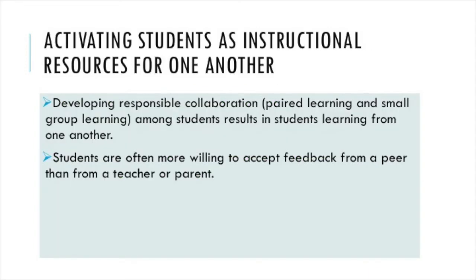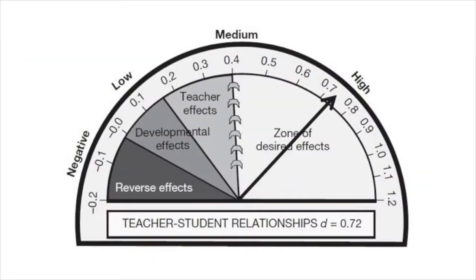Students can also be instructional resources for one another. This strategy is related to both feedback and classroom discourse. Responsible collaboration among students results in students learning from one another, and the idea that students are often more willing to accept feedback from a peer.